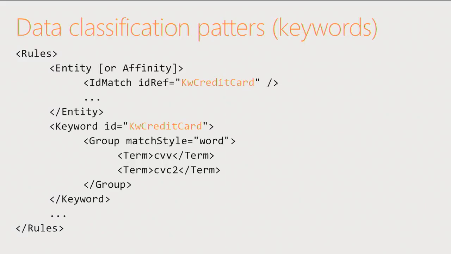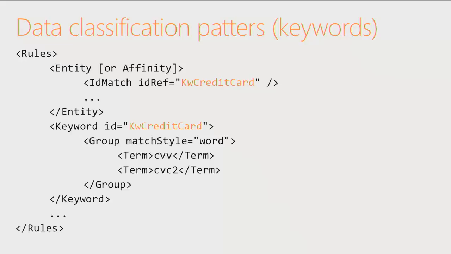So up in the top, in the entity or the affinity, you have a value. And that word, in this case KW credit card, exists somewhere further down. So down the bottom of the document, KW credit card will exist again. And in this one, it's a word match. So it's looking for either CVV or CVC2. So it's the 3-digit number on the back of your credit card. So find either one of those 2, and then the KW credit card keyword has matched.